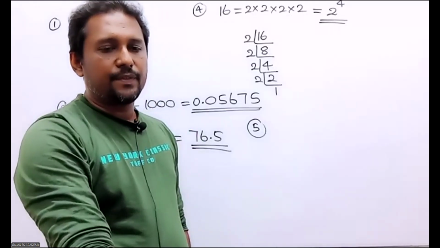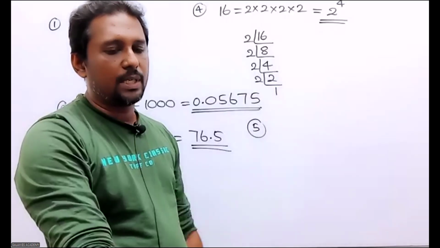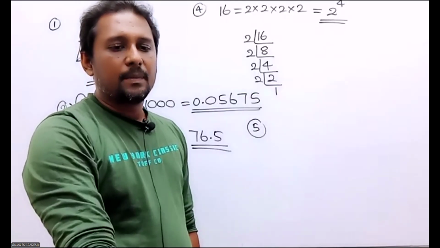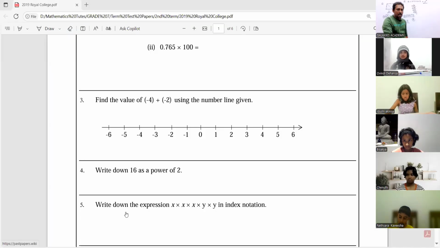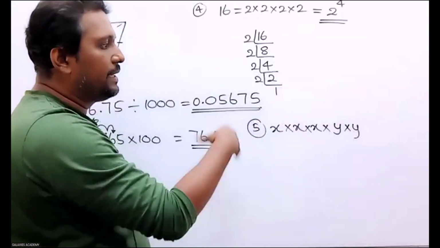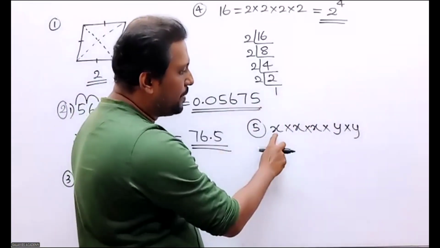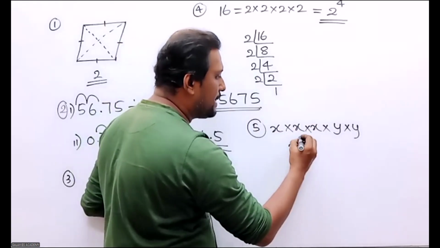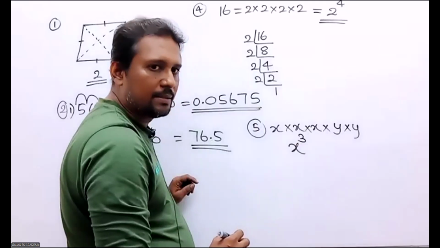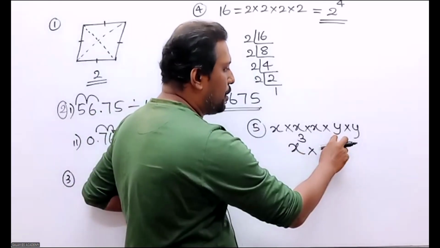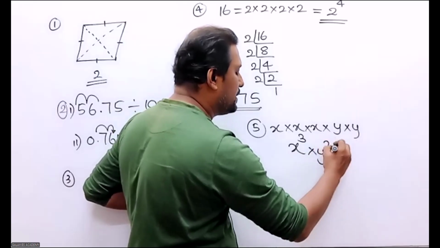Then let's go to the fifth question. Okay, quickly you can note down any needed things. Fifth question, look at. Write down the expression x multiply x multiply x multiply y multiply y in index notation. This is the expanded form. Index notation you have to use. Now look at how many x? 1, 2, 3. So you can write x to the power 3 multiply how many y's? 1, 2. y to the power 2.